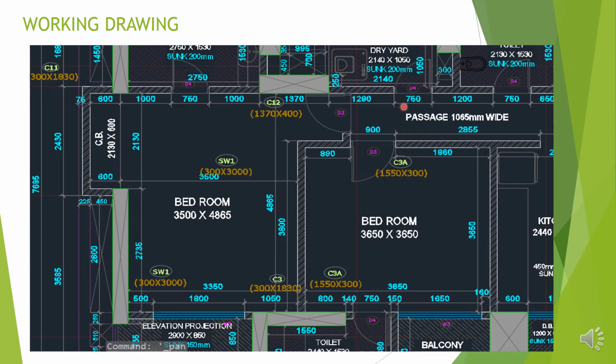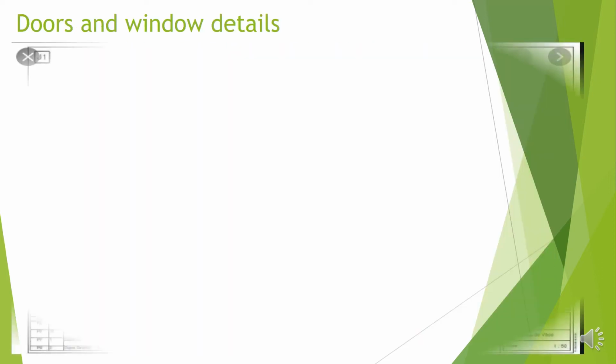Here you can see all the room dimensions, where the door openings are, where the window openings are, where the cupboards are, and everything has been provided. All these details will be provided in this working drawing. Based on that, an engineer at the site will do the marking and construct it.